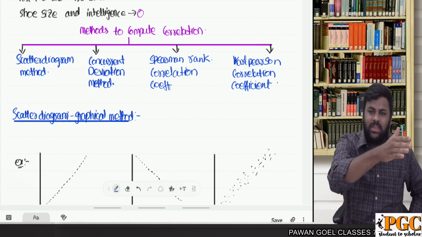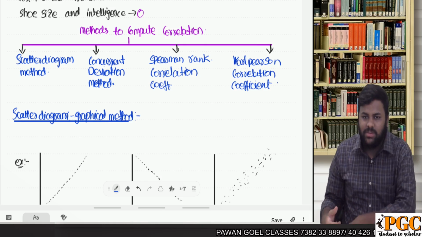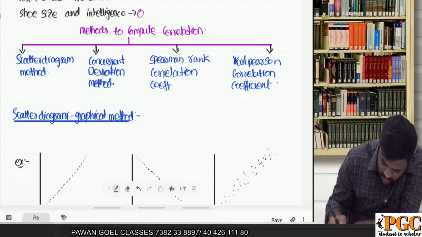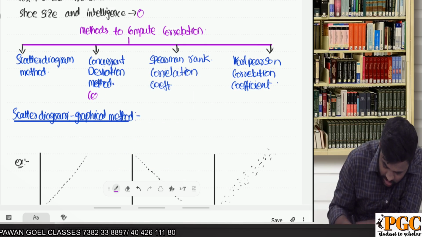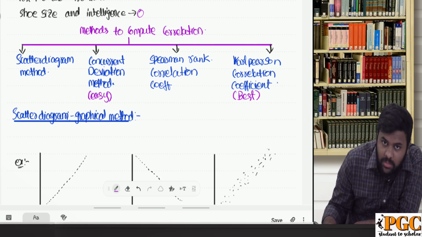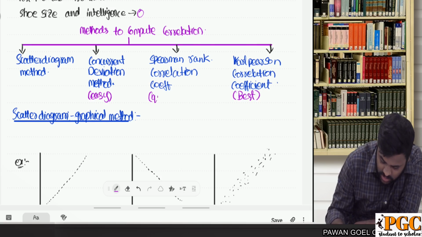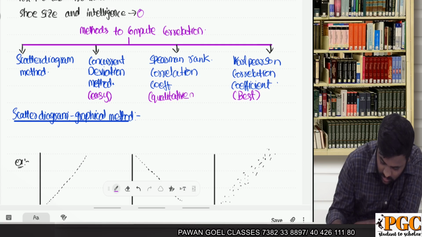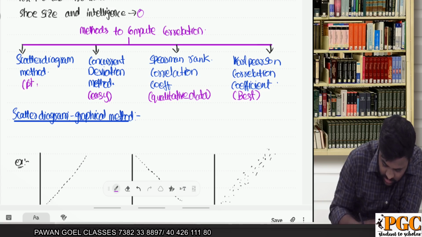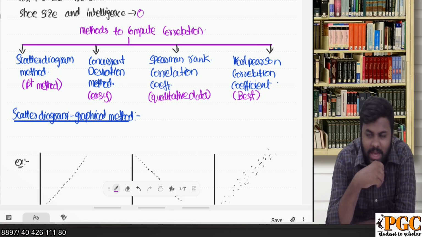What is the first method? Scatter diagram is the first method. So I hope the basic point is clear, my dear friends. Among all these 4, the concurrent deviation method is an easy method. Karl-Pearson correlation coefficient is the best method. Spearman rank correlation coefficient is based on qualitative data. Next, scatter diagram is the first method. Okay.